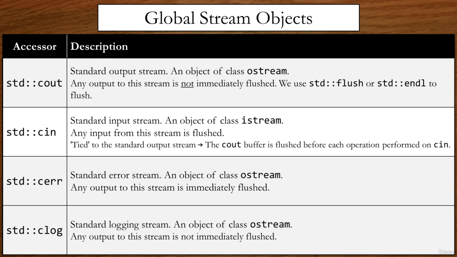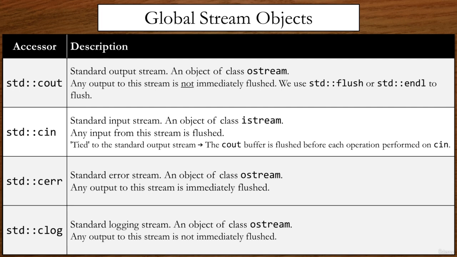Now we'll see the output is not immediately flushed. So we'll need to use some manipulators such as std::flush or std::endl to flush. I will discuss std::flush in a bit more detail later on in the lesson. With standard cin, the input is going to be flushed because the user is going to press enter. Cin is tied to the standard output stream, in other words cout. What this means is that cout's buffer is flushed before each operation performed on the console input. A useful thing with the standard error stream is that any output to the stream is immediately flushed.